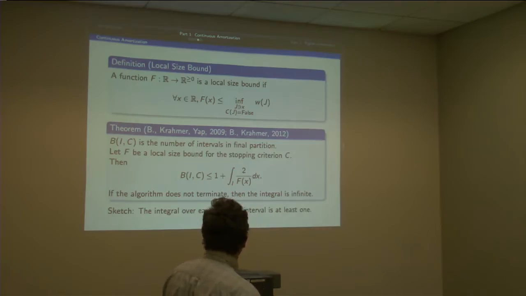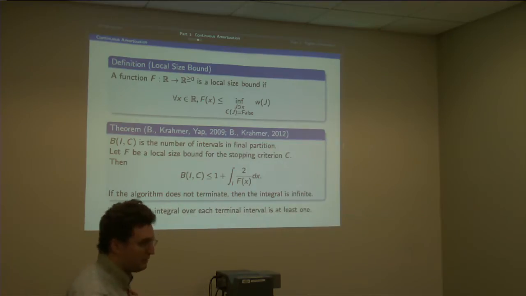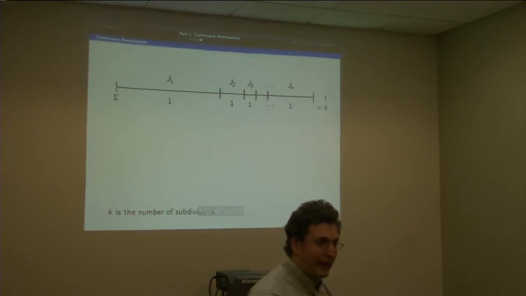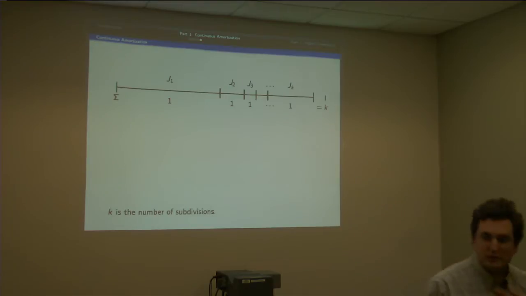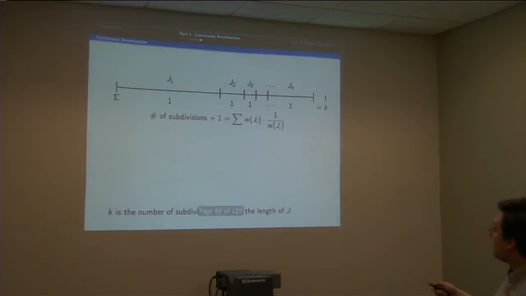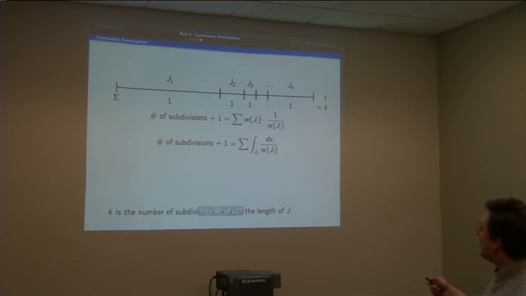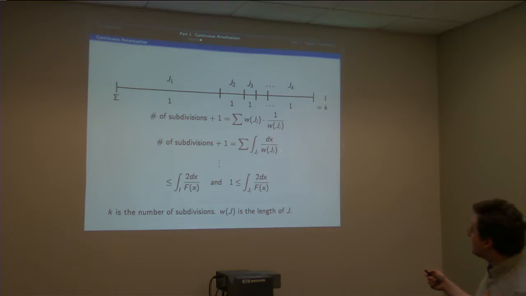So the sketch of the proof is the integral over each terminal interval is at least 1. It's easier to see this in a picture. So going back to that first picture we had, we have a bunch of intervals, and we're just going to add 1 for each interval, and you add them up and you get k. Well, the number of subdivisions plus 1, so that k is equal to, let's do something silly, the width of the interval divided by the width of the interval, which is 1. Okay? Now that's the same as integrating over the interval, but this is bounded by that integral that I had on the previous slide.